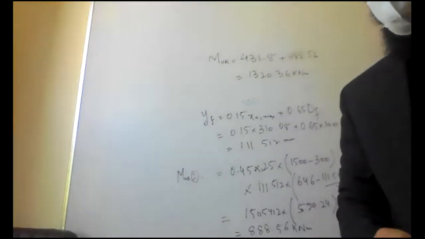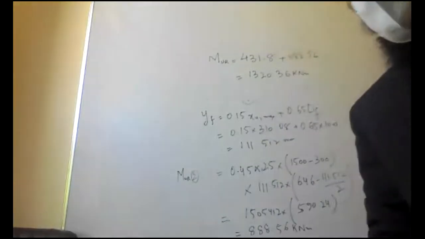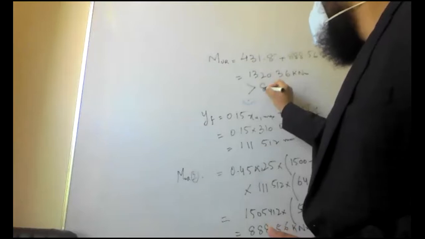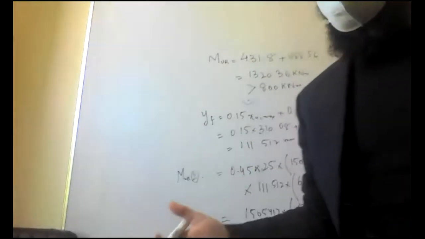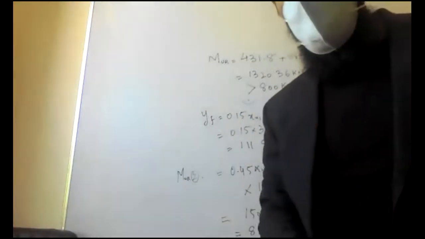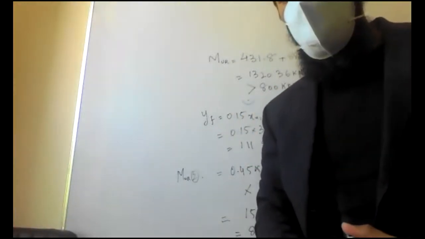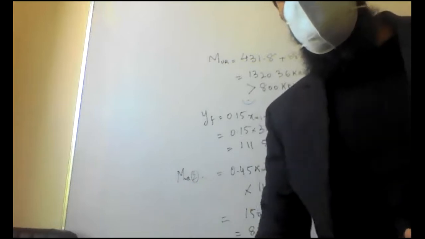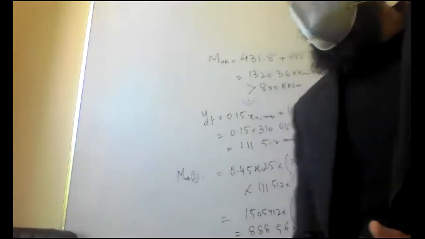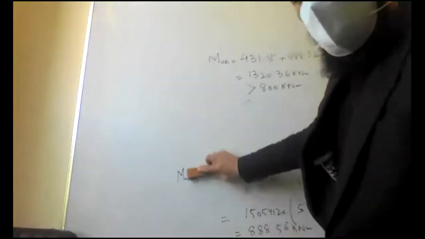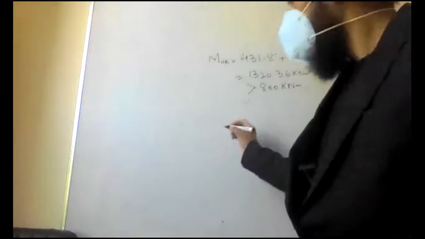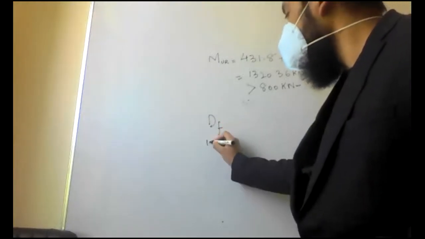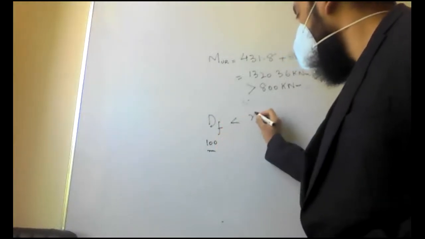Although we have used certain assumptions like XU, we have taken as XU max, this would always be greater than your load, which is 800 kilonewton. The factored moment for which you have to design is 800 kilonewton meter. So this is always greater than that. So it is clear that your DF, which is 100 mm, is less than XU.